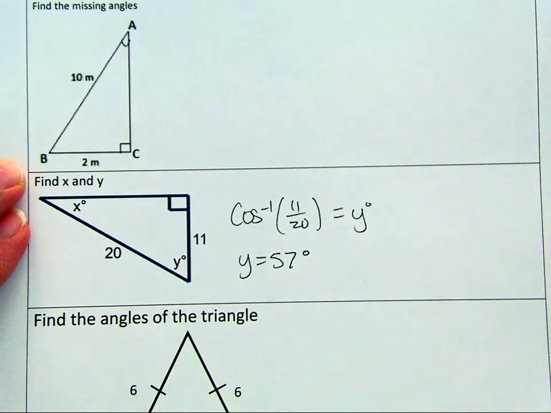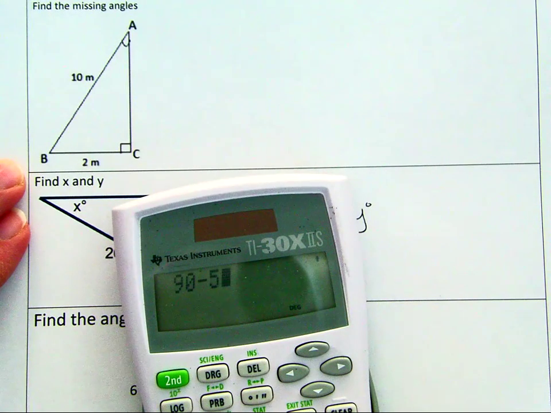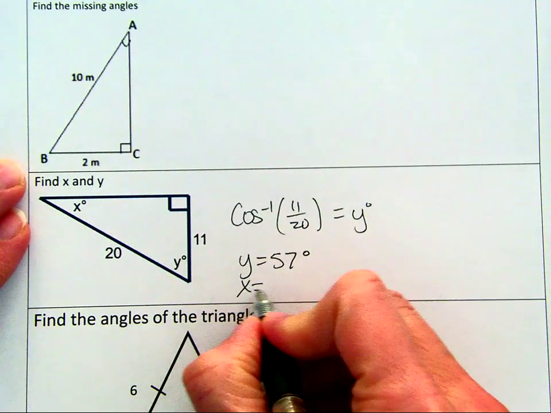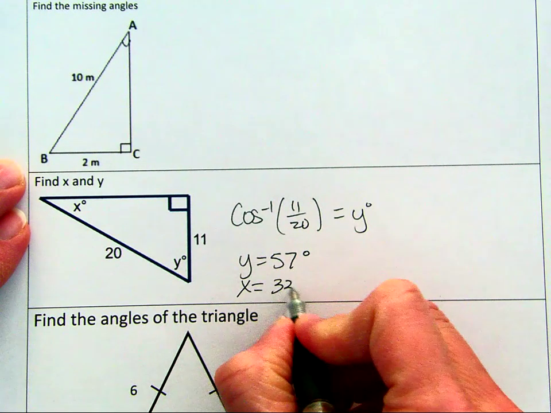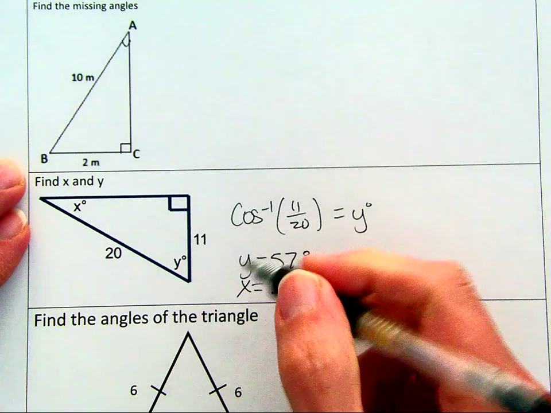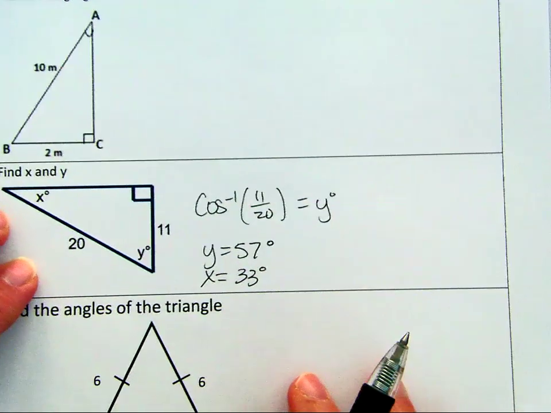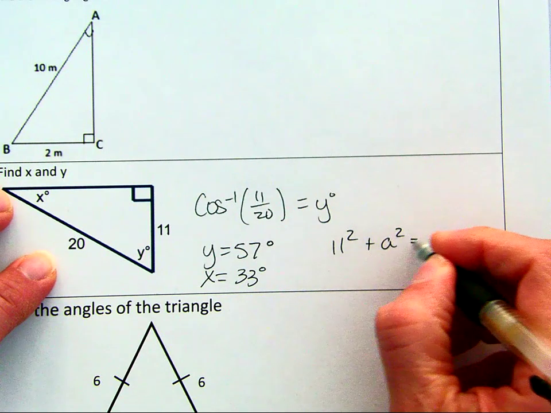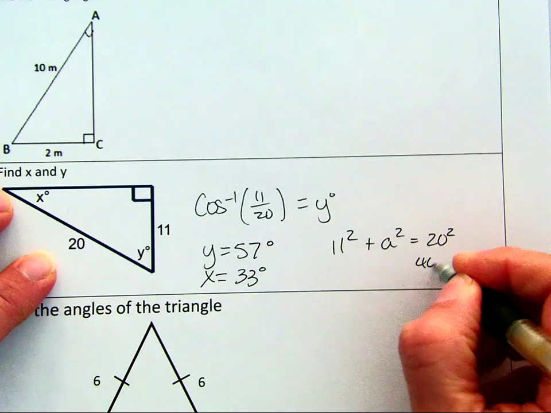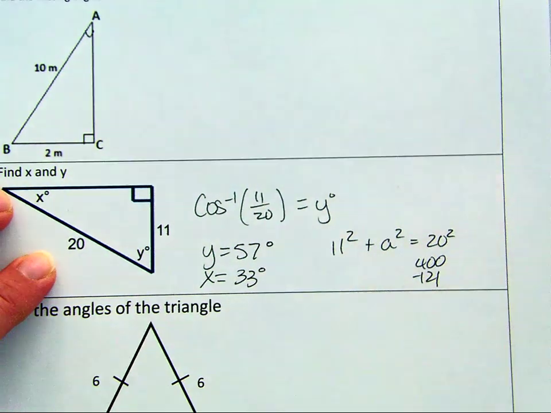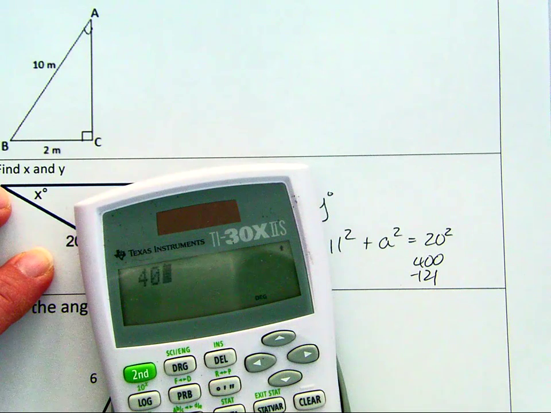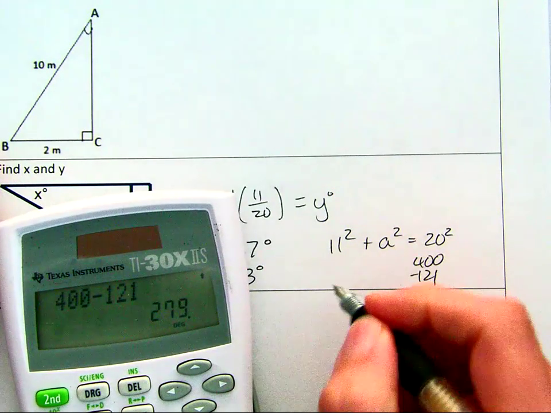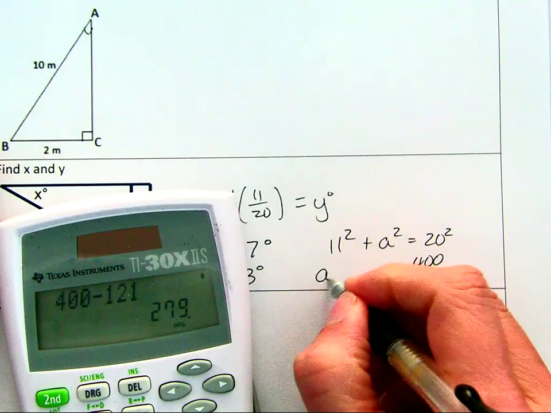And if y equals 57, I can say 90 minus 57, which is 33. So then I know that x is 33 degrees. And then I can use the Pythagorean theorem. I'll do that one again. So 11 squared plus I don't know squared equals 20 squared. So that's 400 minus 121, which is 279. So a squared equals 279.